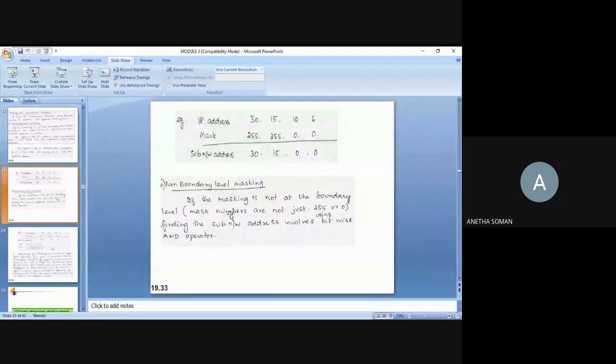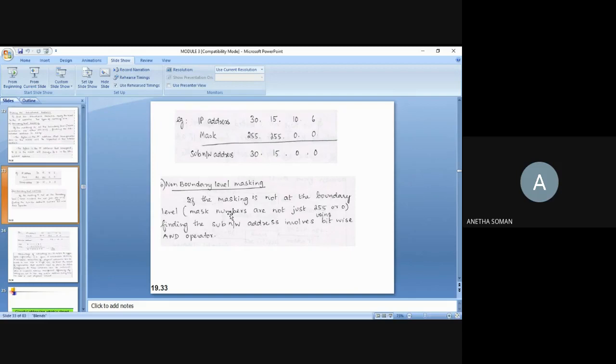You have to identify whether the mask is at the boundary level. If it is at the boundary level, you have to identify whether the value is 0 or 255. If it is 255, that value will be retained. So here 30 is retained, 15 is retained. But what about the other two? They are not retained. The values will be 0. Understanding what boundary level masking is, this is how you find the subnetwork address if an IP address and the mask are given to you.